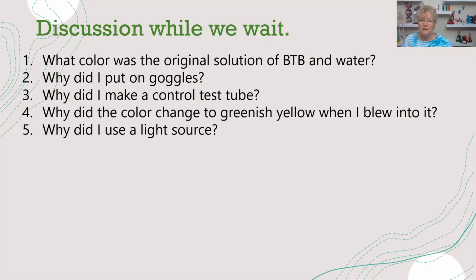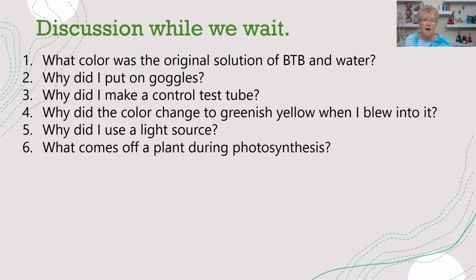Okay, so why did I use a light source? Why am I telling you to put this in the light overnight? Because that's how photosynthesis occurs. Yeah, the light reaction requires light. The whole process of photosynthesis can't happen unless it's under a light source. Now, when I say comes off, I mean as a product. What comes off a plant during photosynthesis? What is the product that comes out of the plant?